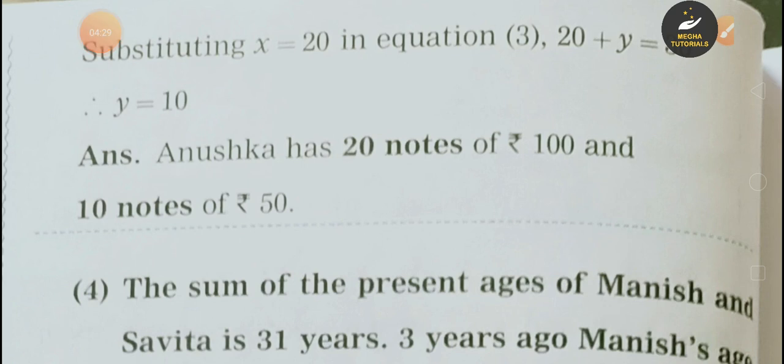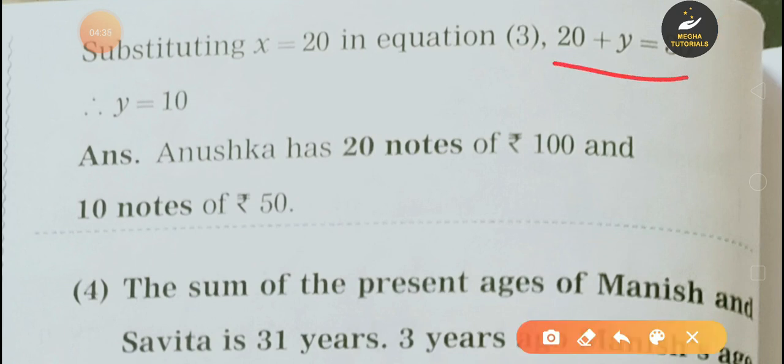Now we can substitute the value of x in equation 3. So we'll get 20 plus y is equal to 30, and therefore y is equal to 30 minus 20, that is y is equal to 10. Therefore final answer is Anushka has 20 notes of rupees 100 and 10 notes of rupees 50.